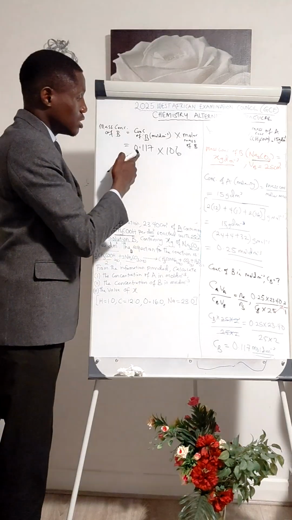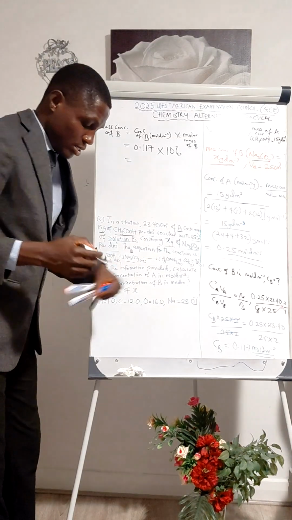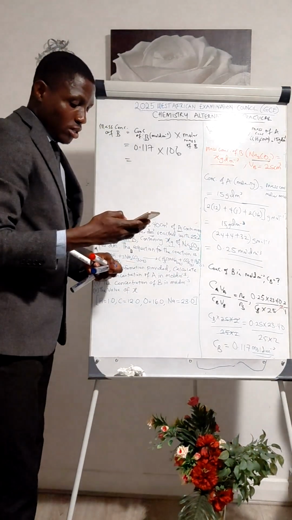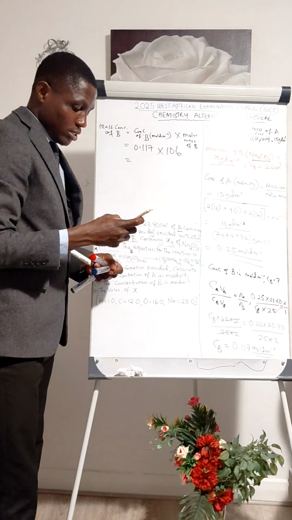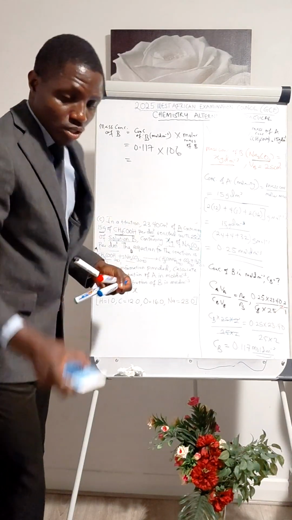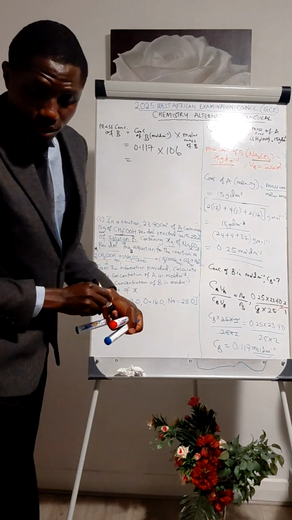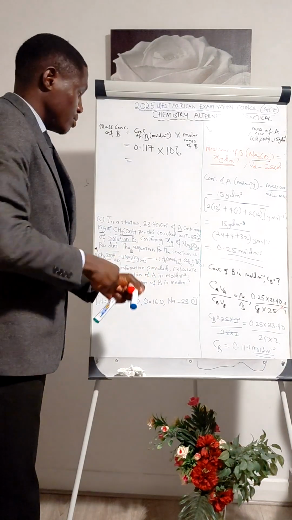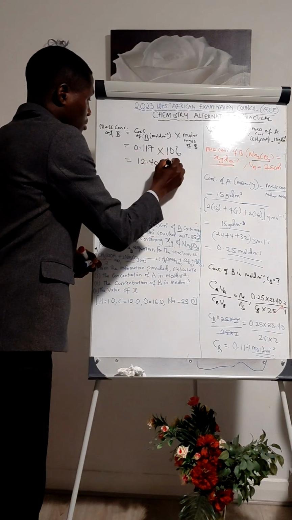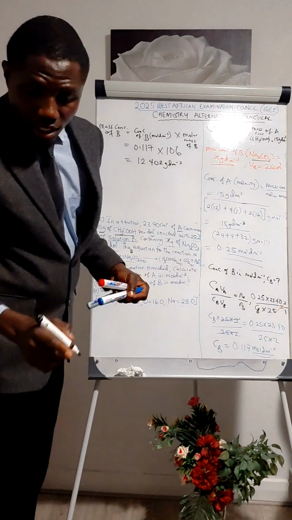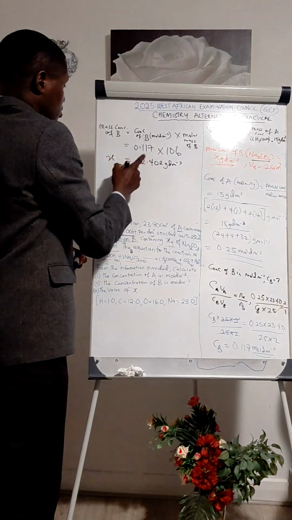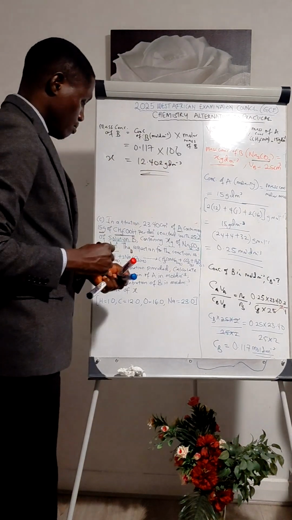So 106 times 0.117 is going to give you what? So we're going to multiply 0.117 times 106. So we have 12.402 gram per dm cube. That's the value of what? Yeah, that's the value of X. X is equal to this. So that's that about the questions.